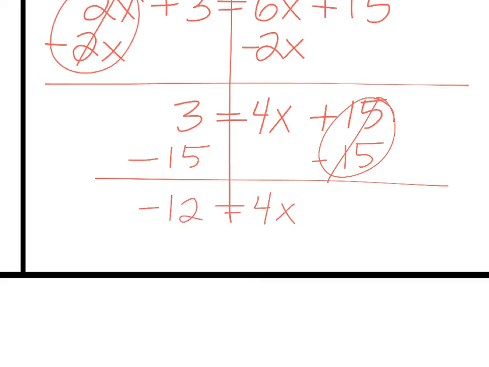And then Carson with the K, what's the last thing? You divide negative 12 by 4. Positive or negative answer? Negative. Negative 3 equals x.